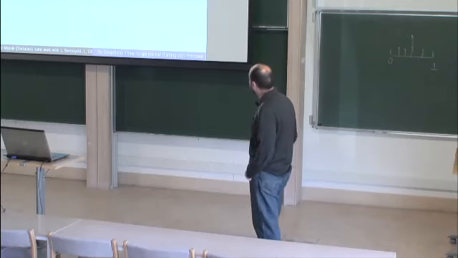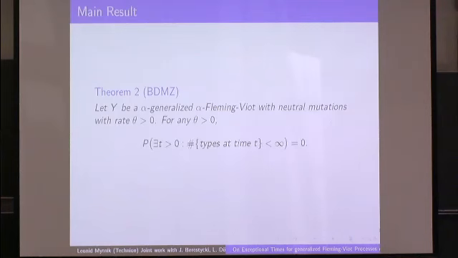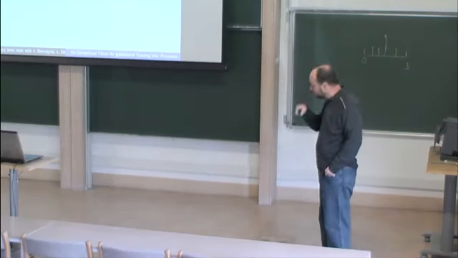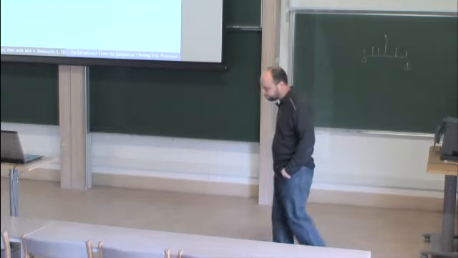And the answer is you don't have exceptional times. So no matter what theta you take, you always have infinite number. At any time, you'll have infinite number of types. And I don't know if one can do the Schmuller type of argument here. I don't know. Maybe yes, but we couldn't.